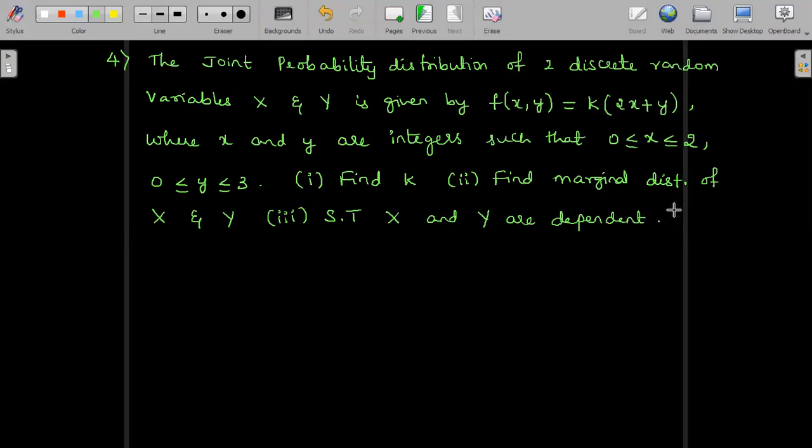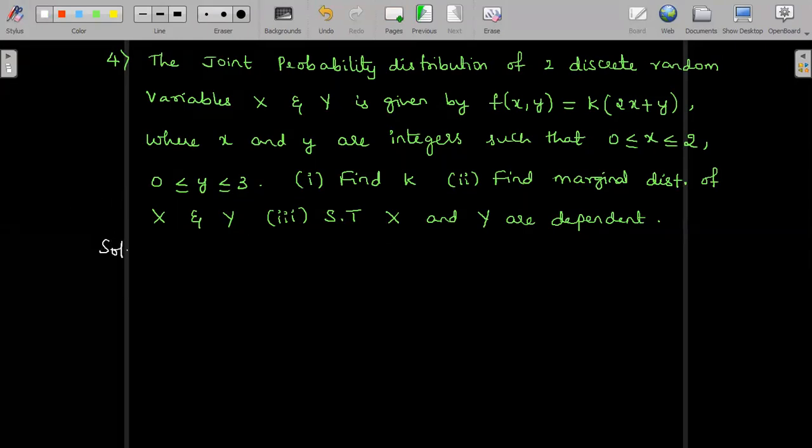Firstly, we have to find out k value because f of xy is defined as k into 2x plus y. So the joint probability distribution of these two random variables x and y is defined in this form. Keeping this as a kind of formula, we are going to frame the joint probability distribution table first in terms of k. The table will actually help us to find out the value of k indirectly. Then finally, we have to find the marginal distributions of x and y and show that x and y are dependent random variables. So let us move ahead and do it one by one.